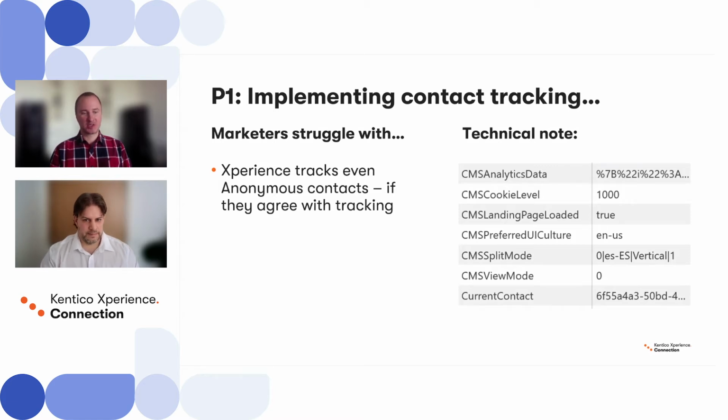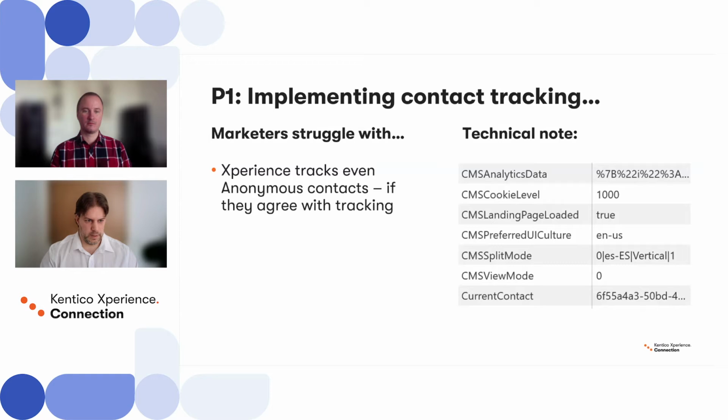What may not be so obvious is that Xperience tracks even anonymous visitors, meaning that if someone comes to the website and agrees with the tracking, otherwise nothing will be tracked. Once they agree with tracking, we start to create a GUID of the anonymous contact, and we start to track everything the anonymous contact does on the website.